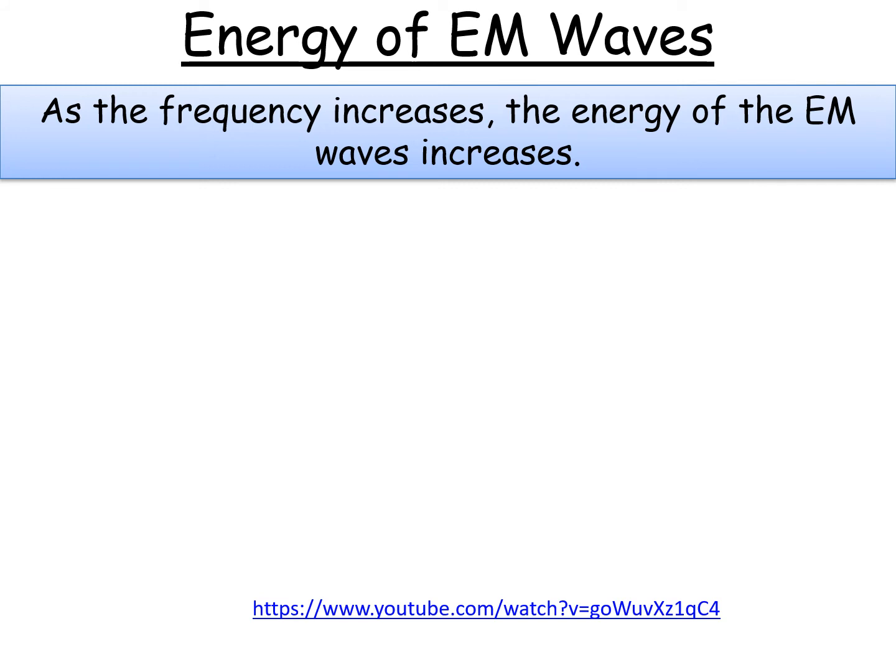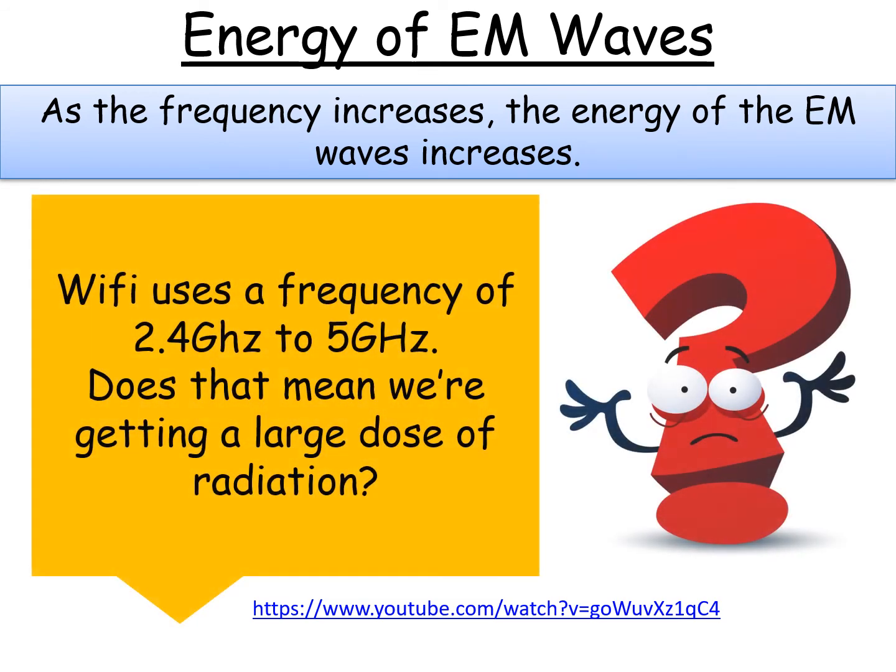So we can think about waves the same way, because you think about it, waves also kind of oscillate or move backwards and forwards like our basketball, doesn't it? And the more it moves backwards and forwards, the greater its frequency, so therefore the greater its energy. So that's one way to remember how, as the frequency increases, the energy of the EM wave increases as well. Now, Wi-Fi uses a frequency of 2.4 gigahertz to 5 gigahertz. Now, giga, remember, is times 10 to the 9. So does that mean we're getting a large dose of radiation? Okay, and the answer to that is I'll tell you if you are doing higher physics, because we need a little bit more physics before we can actually explain that properly.